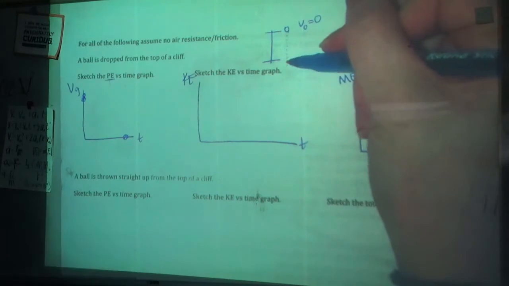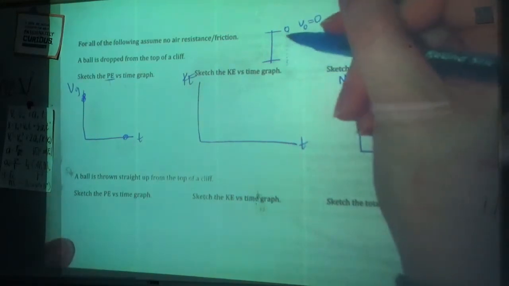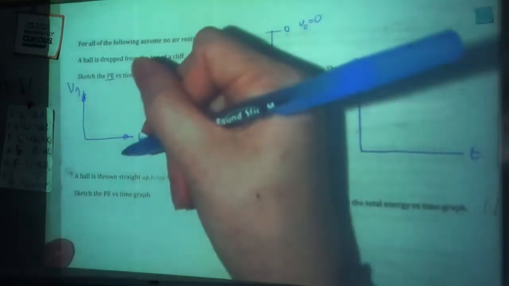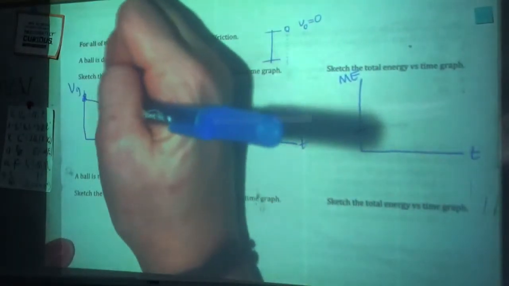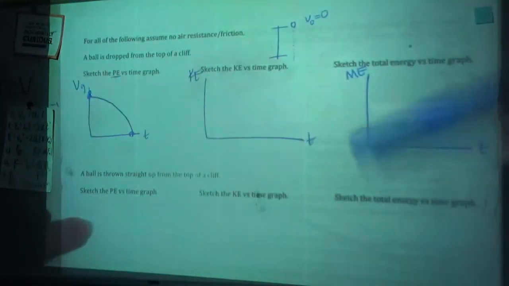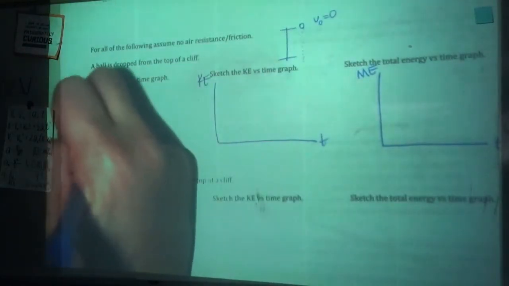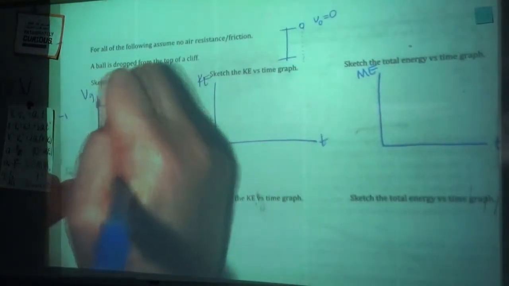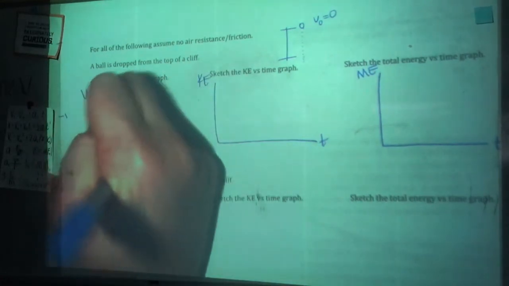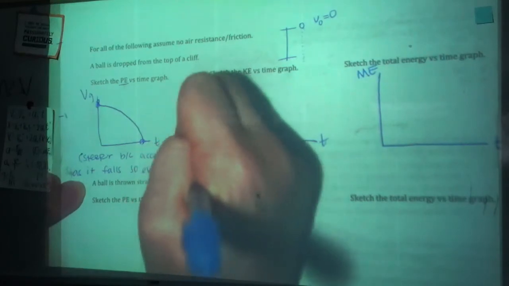In fact, it accelerates. So the height would be changing at a faster rate, more height per second, so at the end it should be steeper. I'm going to start like this, and then get steeper towards the end. We can write why: it gets steeper because it accelerates as it falls. So at the end, it's losing more height per second than it was at the beginning.